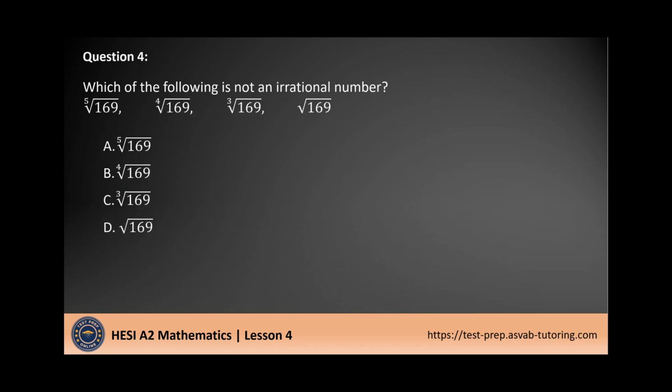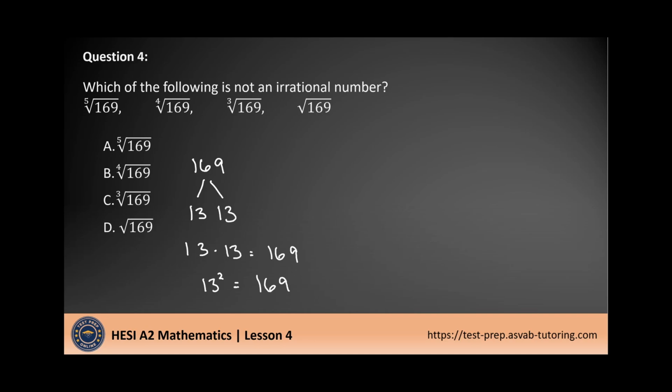Which of the following is not an irrational number? So let's take 169, right, because that's inside of each of these roots. We might know that 169 equals 13 times 13. So we can write 13 times 13 equals 169, or 13 squared equals 169.